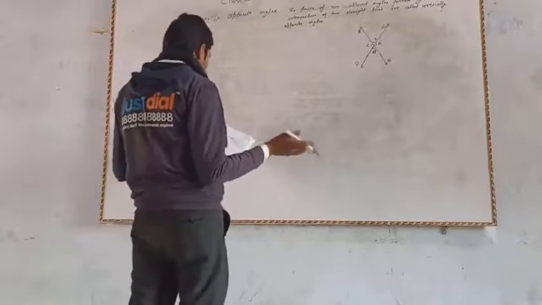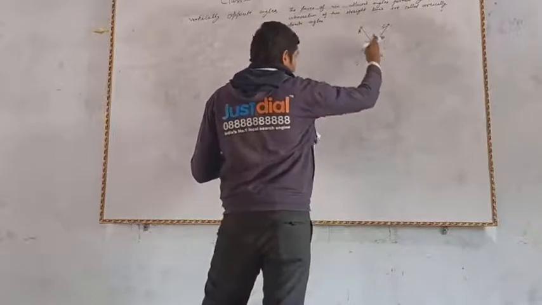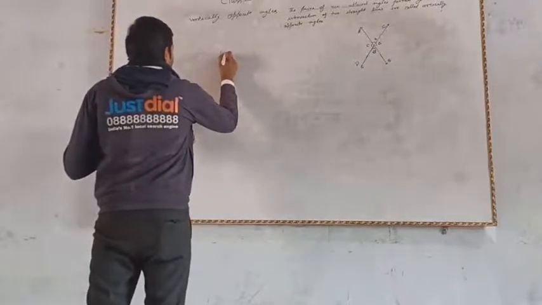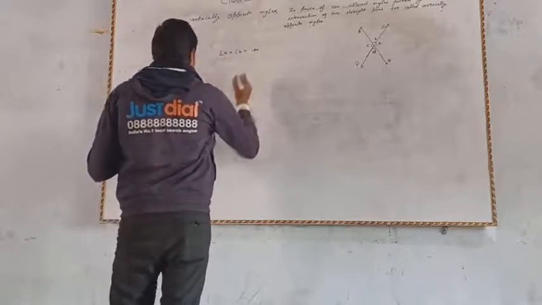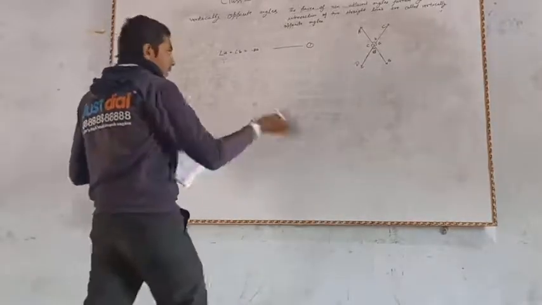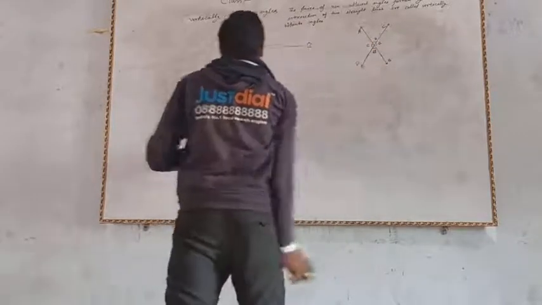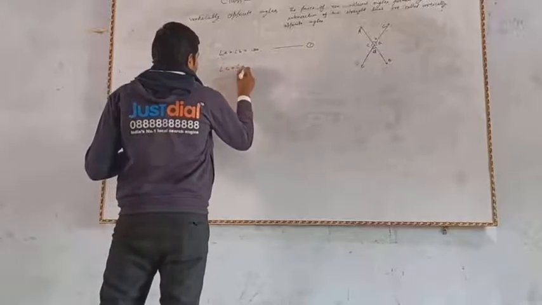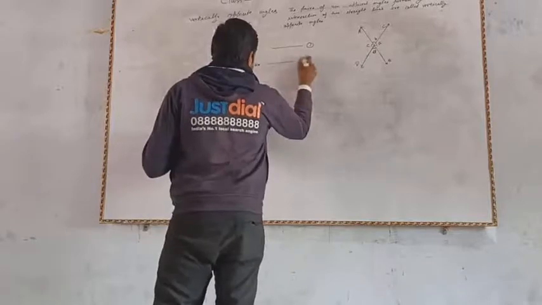Now angles A and B are on a straight line. So angle A plus angle B is equal to 180 degrees. That is equation first. Also angles B and C are on a straight line, so angle B plus angle C is equal to 180 degrees. That is equation number second.